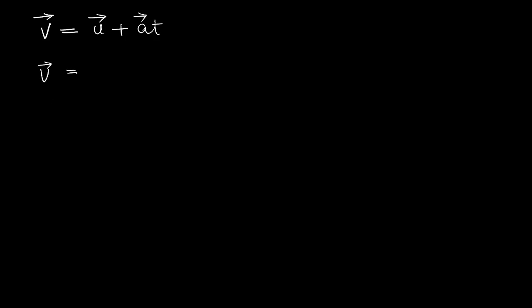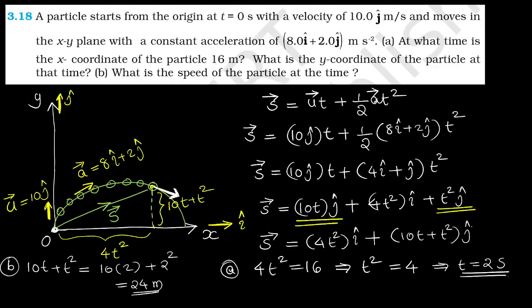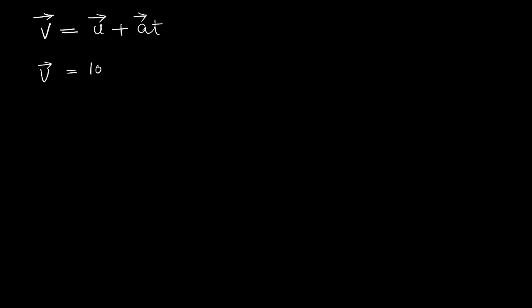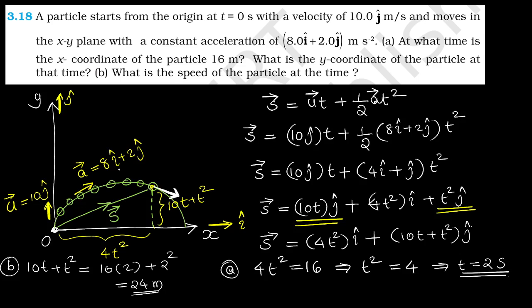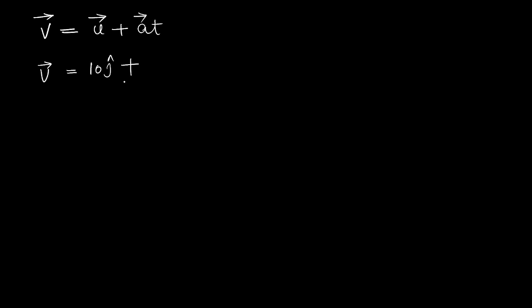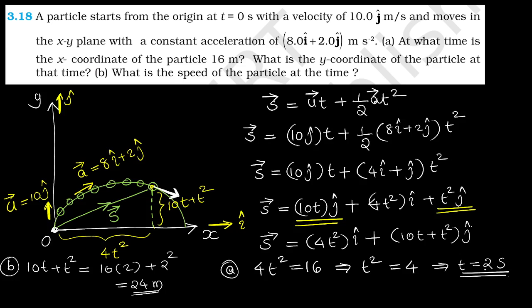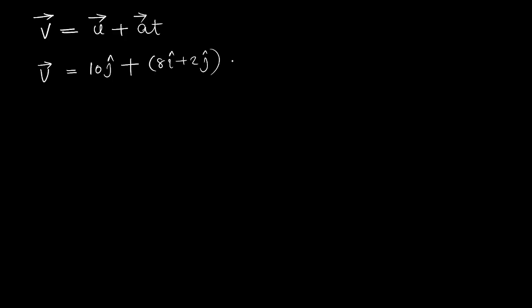Velocity equal to u. Is it given? u is 10j. Is a given? a is 8i plus 2j. Is time given? Time is 2 seconds. At that instant, time equal to 2 seconds. Correct? This is the velocity in terms of i and j.